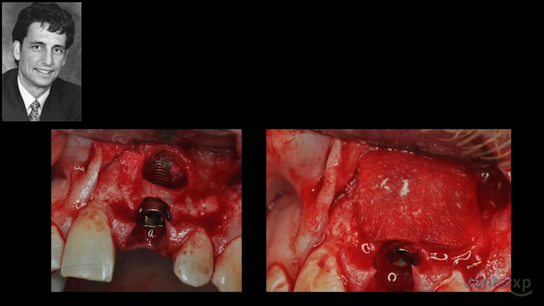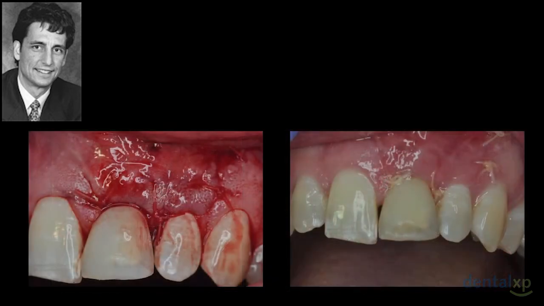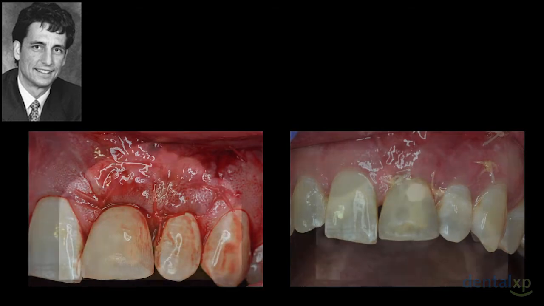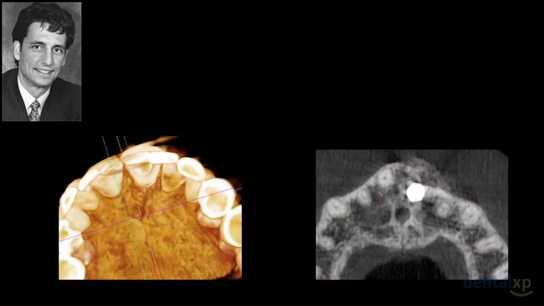So we use our bone graft material. Here we need space maintenance, so we went ahead and used a xenograft with a collagen membrane and an immediate provisional. And you can see the healing is within normal limits at 1 week, even in those incision design areas.